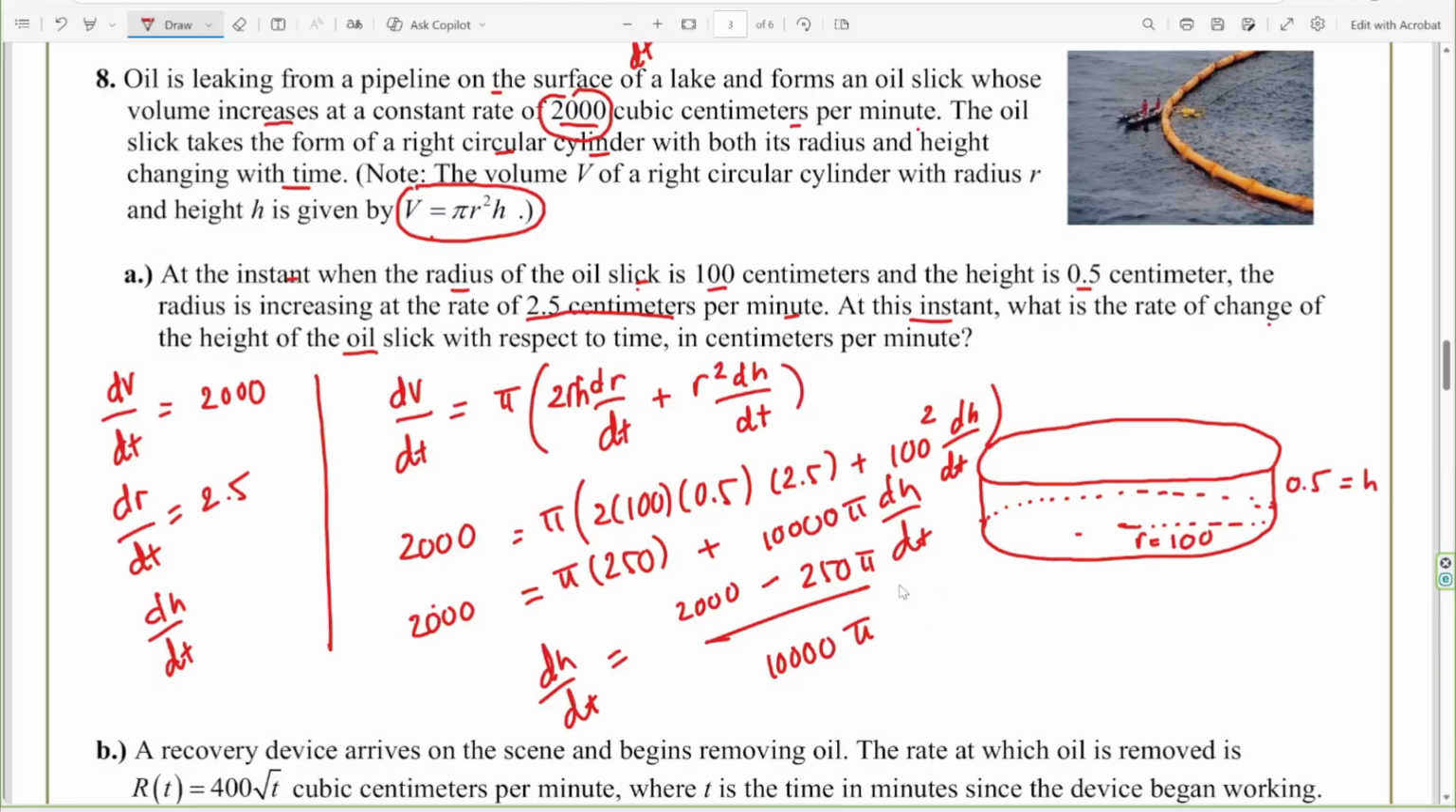Now we're going to simplify this one. So we just divide the top and bottom by 10. So we have 200 minus 25 pi, divided by 1000 pi. And then we just divide the top and bottom by 25. So it should be 8 minus pi, divided by 40 pi, centimeter per minute.